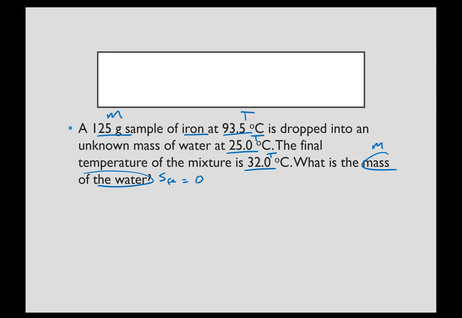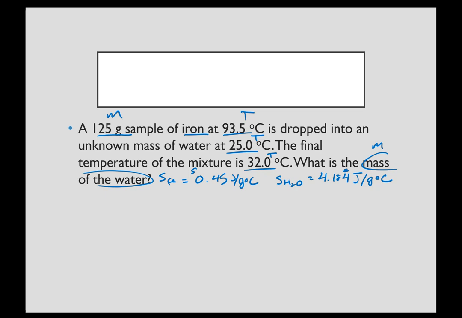Of course, specific heats are constant values. So the specific heat of iron is 0.45, and specific heat of water is 4.184 joules per gram degree Celsius. Those are constant values. I didn't do anything to get those numbers. You can get them off a table, or oftentimes I will actually include them in the problem. So these are both S's. So I have two M's, two S's, a bunch of T's.